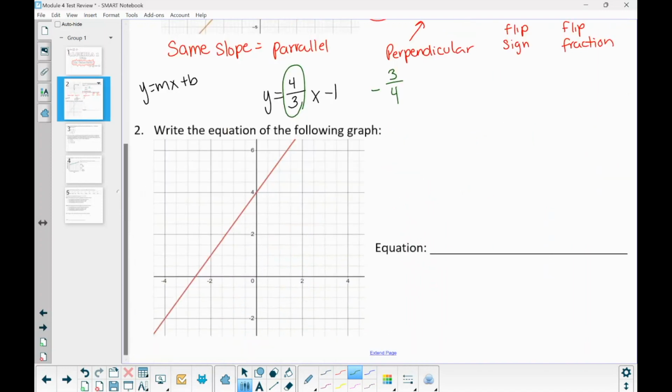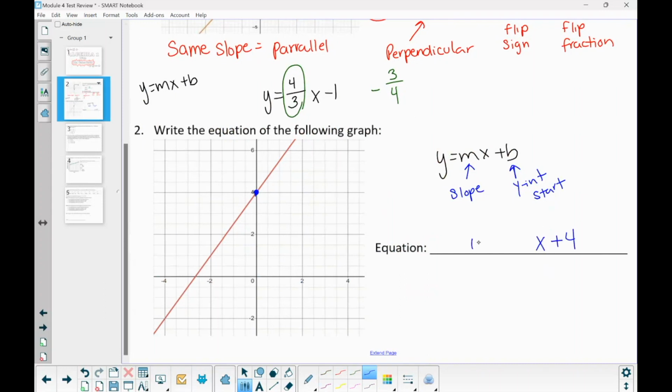For number 2, it says write the equation of the following graph. I'm going to do the same thing we did over here. We need our y equals mx plus b, where b is your y-intercept and m is your slope. I'm going to start with finding my y-intercept. We always start with our y-intercept. Our y-intercept in this case is +4.